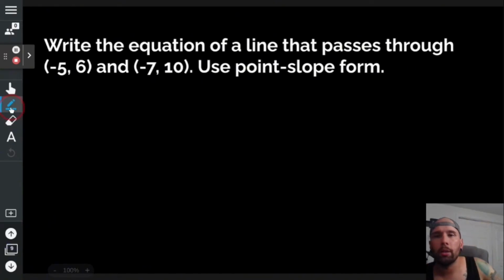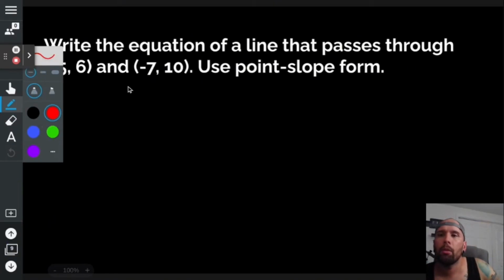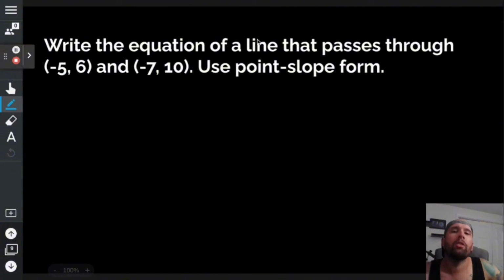Write the equation of a line that passes through (-5, 6) and (-7, 10). Use point slope form. I used to teach calculus at the college level, and point slope form is used more often than slope intercept form when creating equations. Point slope form is friendly because all you need is a point and a slope and you're gold. Now here I have 2 points, no slope, no big deal.